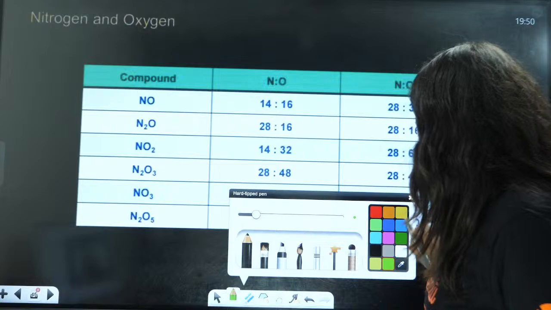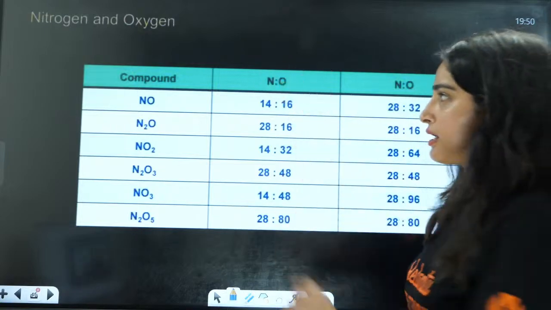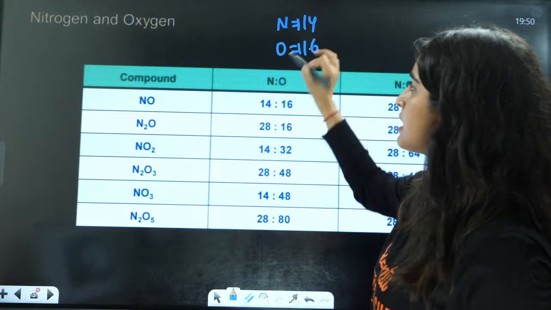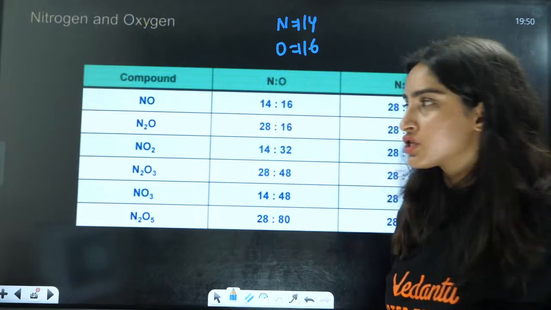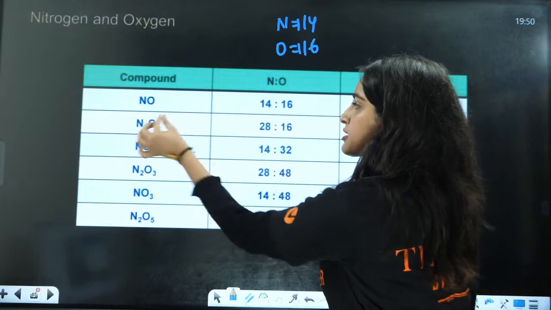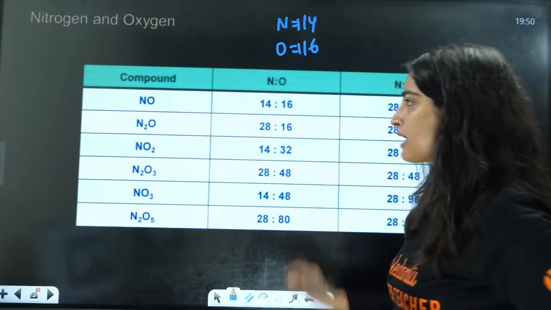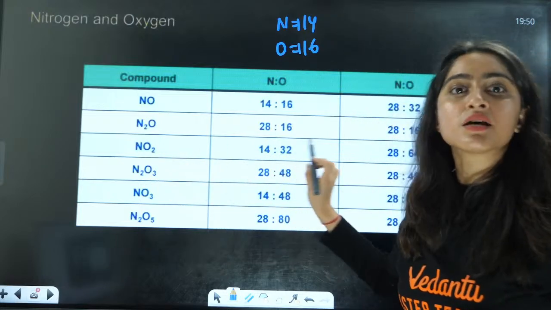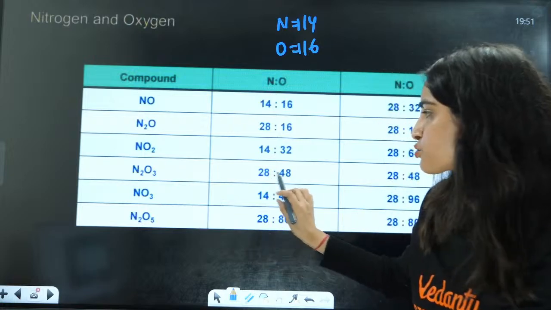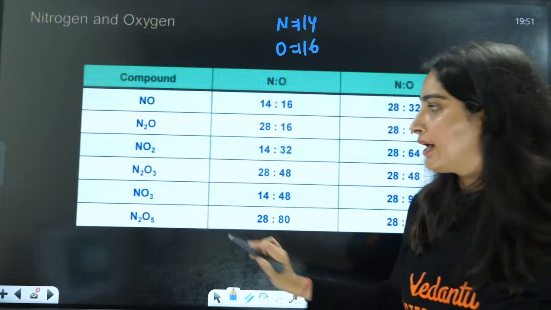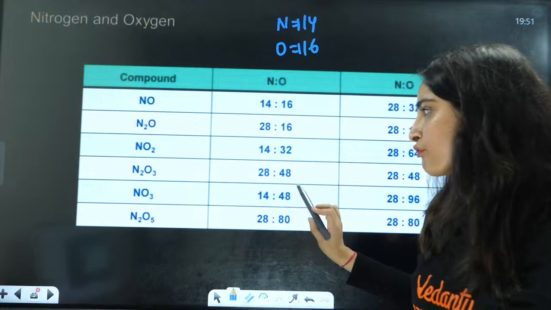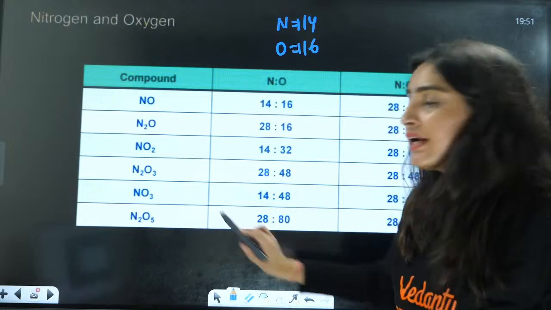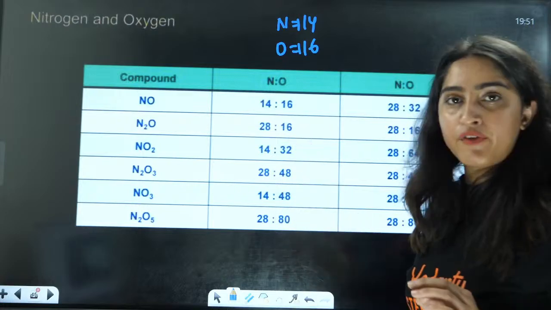So the ratio of nitrogen and oxygen, here the mass of nitrogen is 14, right? The mass of oxygen is always 16. This is the mass of nitrogen and oxygen. We have one nitrogen, 14:16. This is 2 into 14, that is 28:16. Nitrogen is 14, oxygen 2, that means 16 into 2. Nitrogen is 2, that is 28:48. This is 2 into 14 ratio 5 into 16, right? We have different ratios here.